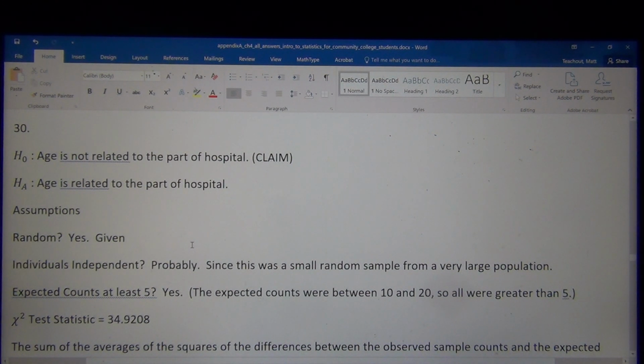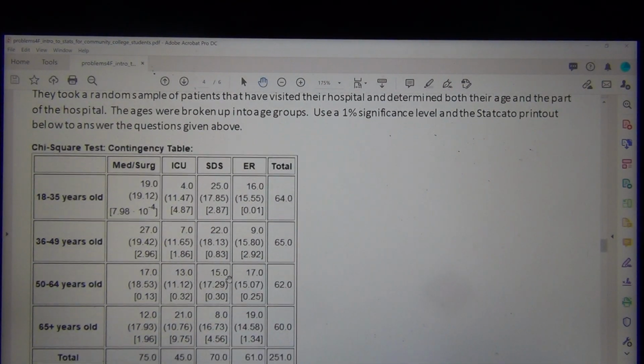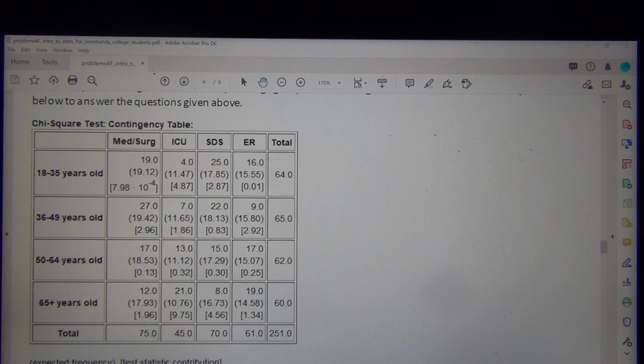They did tell us it was random data. Since it was a small random sample from a large population, they're probably not going to get people that are related to each other. Let's check our expected counts. These would be the numbers in parentheses. You can see right here where it says expected frequency and it has parentheses around it. So these numbers with parentheses are the expected counts, and they all look like they are above 5. The lowest one is right here, 10.76. All of them are above 5, definitely. So it passes the expected counts being above 5.